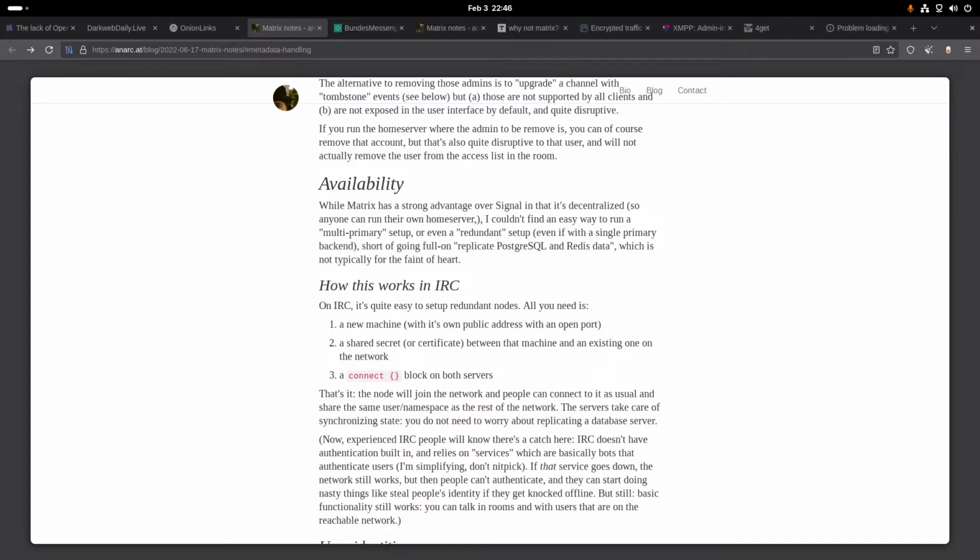On IRC, it's quite easy to set up redundant nodes. All you need is a new machine with its own public address, with an open port, and a shared secret or certificate between the machine, an existing one, and the network. Connect block to both servers. That's it. The node will join the network, and people can connect to it as usual and share the same username space and the rest of the network. The server can take care of synchronizing state. You do not need to worry about replicating database servers. That is very based. We love high availability. High availability is based and cool.